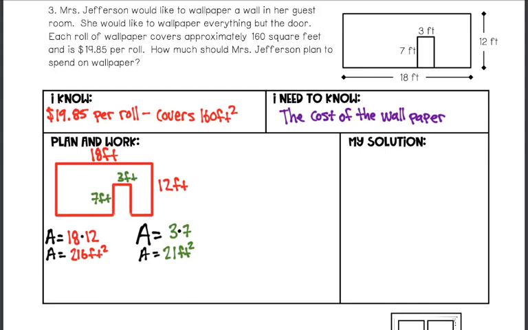Because this one is not included, we want to get rid of it because there's a cutout here. I'll put those two in my total, but instead of adding them together, I'm going to subtract them to get rid of that door. So 216 minus 21, and that'll give me 195 feet squared.